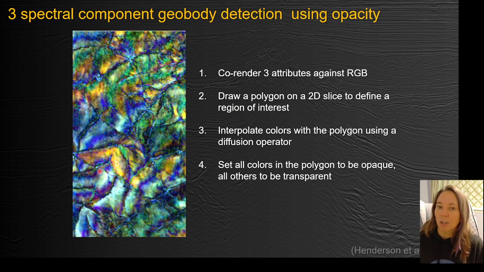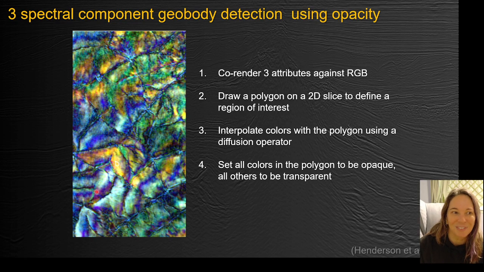Here's a case where we're co-rendering and using opacity for geobody detection. In this case, there's a few steps you have to go through to be able to use this type of visualization. First, you need to co-render the attributes in your zone of interest, and then draw a polygon where your region of interest is. You can see it's marked right down here. And then you interpolate the different colors with the polygon using a kind of diffusion operator, and then set all the colors in the polygon to be opaque and all the rest are transparent. I'll show you what that does when you go through this.